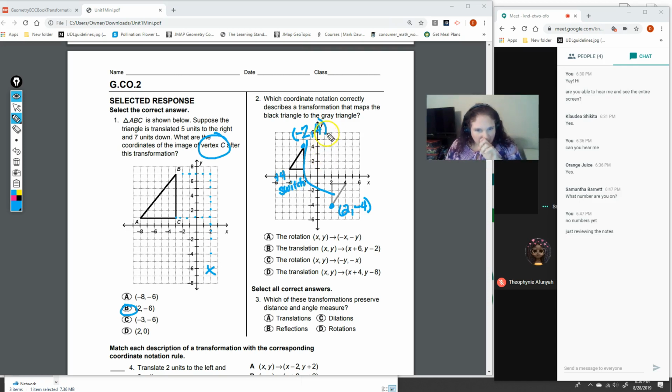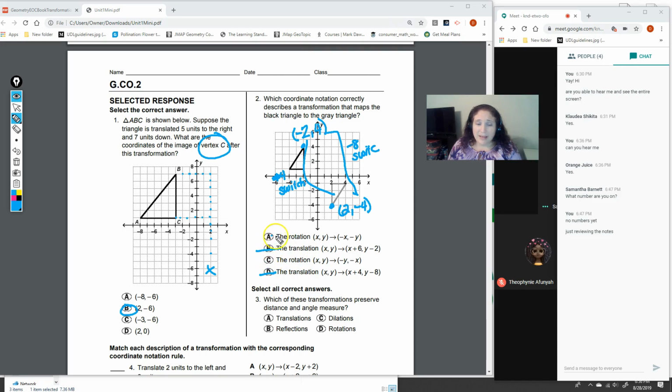For my y value, I'm sorry, I subtracted 4. For my y value, I subtracted 8, but I also just switched the signs. It went from -2 to +2. It went from -4 to +4. So I can tell that there's some kind of thing that happened. The other thing I can tell is that it's facing a different way. And because it's facing a different way, I know it's not going to be a translation.